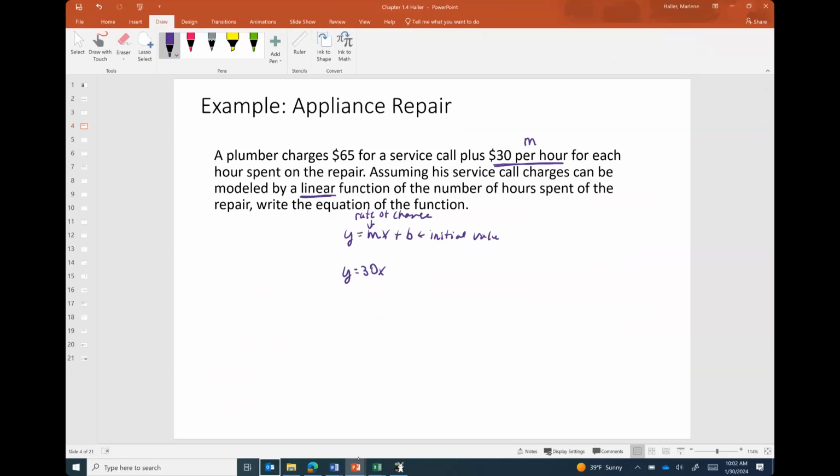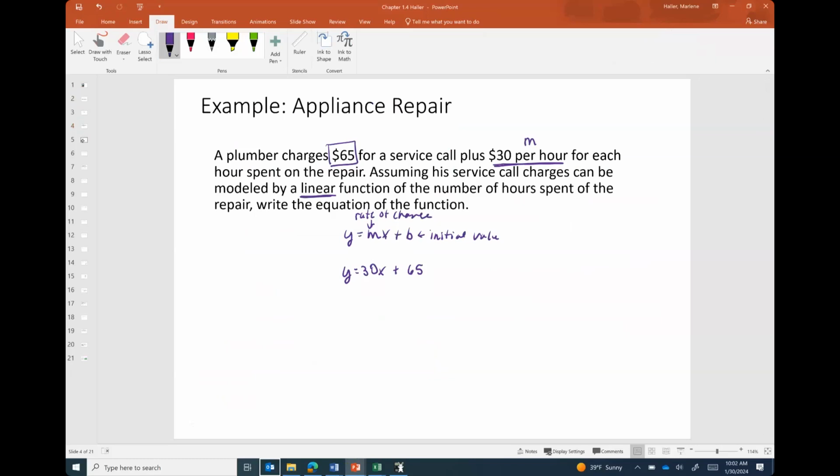Well, for the charges this plumber is giving, there's $65 that he will charge regardless of whether any work is done. So that's going to be the initial value of the cost of this visit. Y equals 30x plus 65 would be the model that could be used to determine the charges this plumber would charge you.